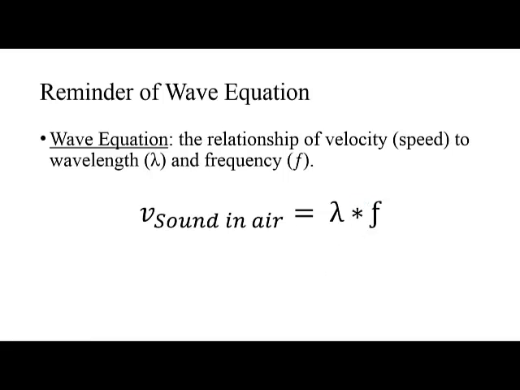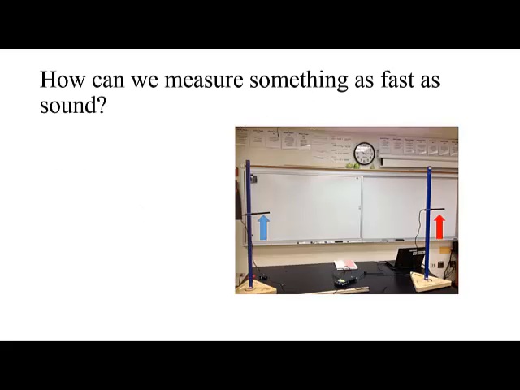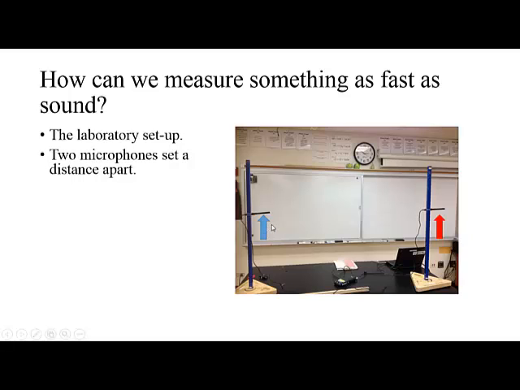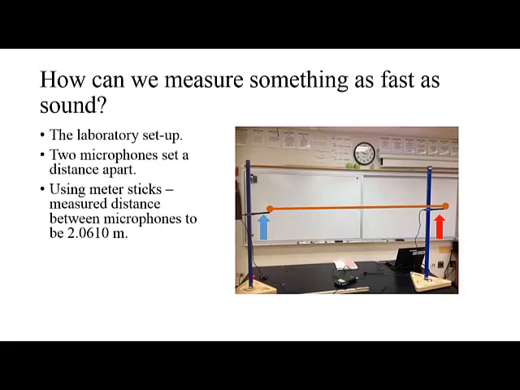So let's figure out how we did it. This is a picture of my laboratory setup. You will notice that on the right side of the picture, there is a microphone bolted to a stand, and I'm going to call this the red microphone. Over here is another microphone bolted to a stand, and I'm going to call this the blue microphone. These two microphones are set a distance apart, and I measured the distance from the very tip of the blue microphone to the very tip of the red microphone. I found that distance was 2.0610 meters.